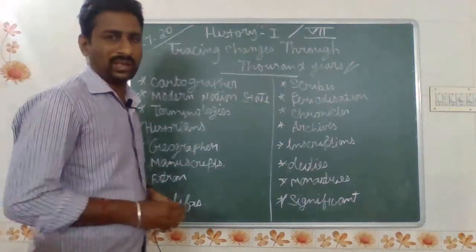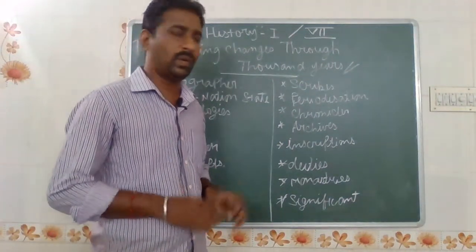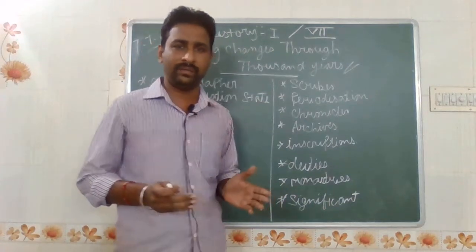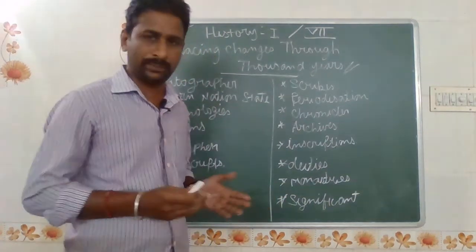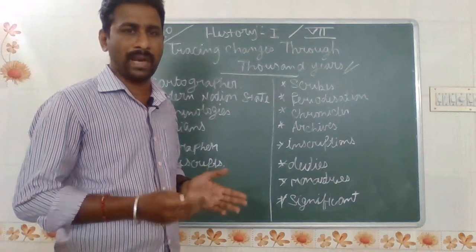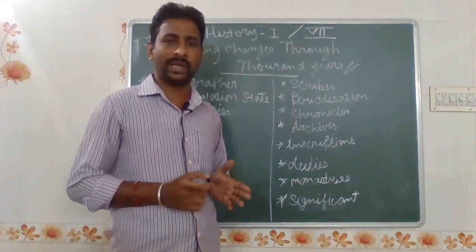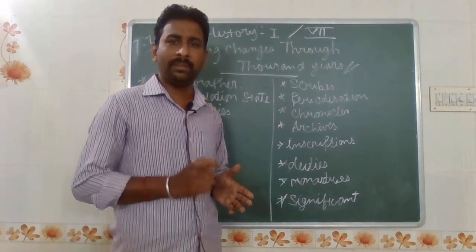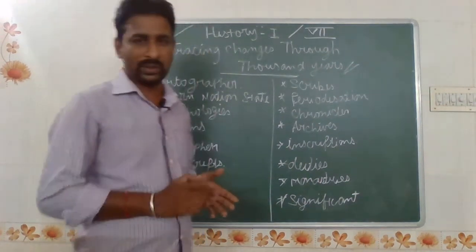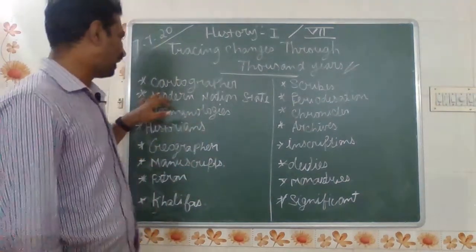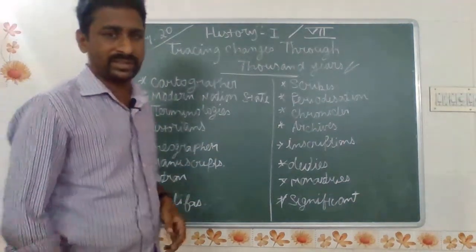Cartographer. A cartographer means a person who designs a map of a country or a map of the world. There are so many expert people who design maps, but it should be done in a professional way and be very accurate. Those people who make maps are called cartographers. Please understand and make a note of it. Okay, the second word is modern nation state.